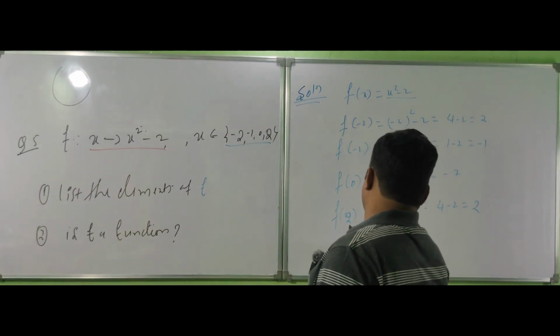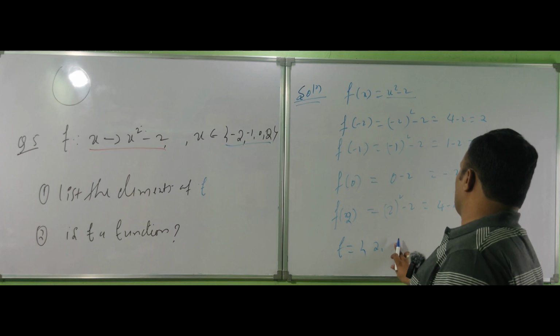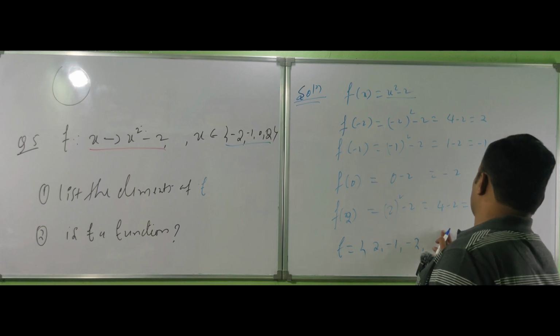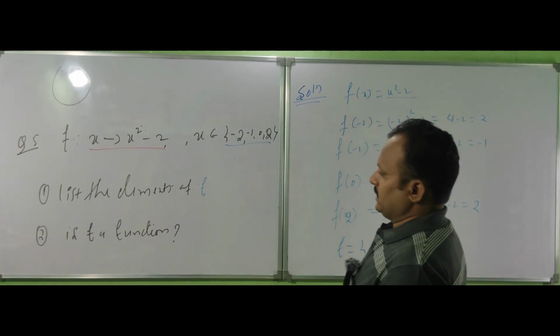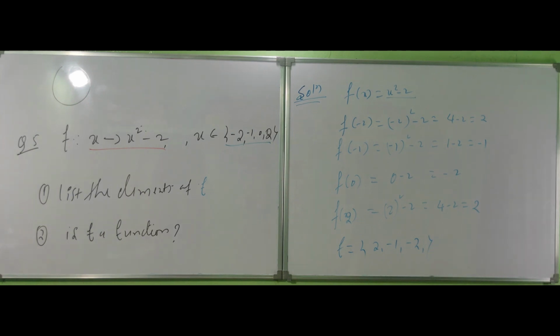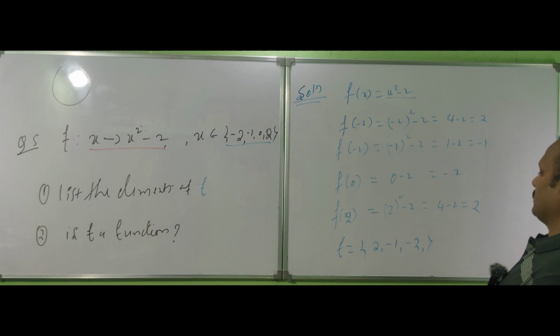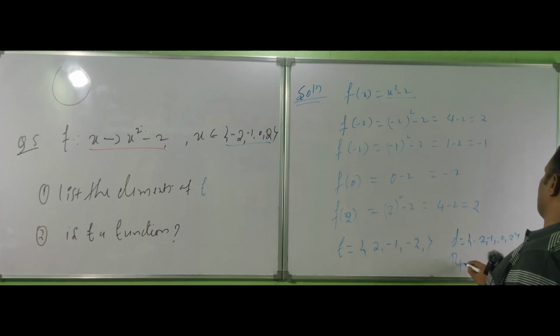Therefore f is 2, minus 1, minus 2, and 2. Is f a function? Yes. F is a function. What is the domain? For each element we have a different output. We can say the domain is minus 2, minus 1, 0 and 2, and the range of f is 2, minus 1, minus 2.